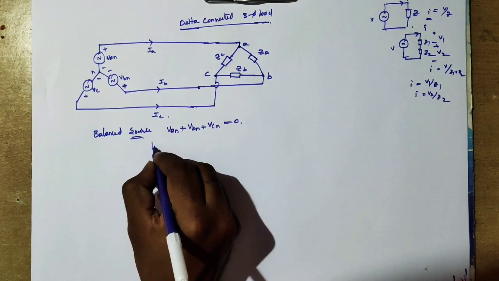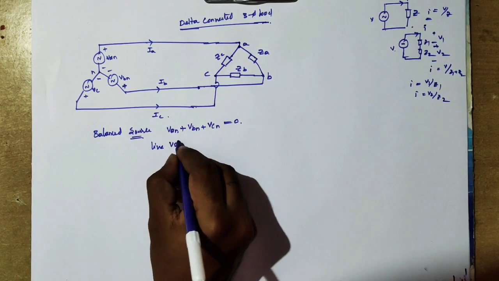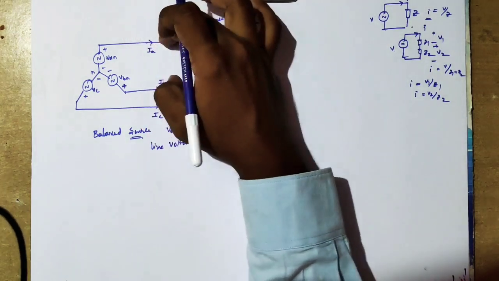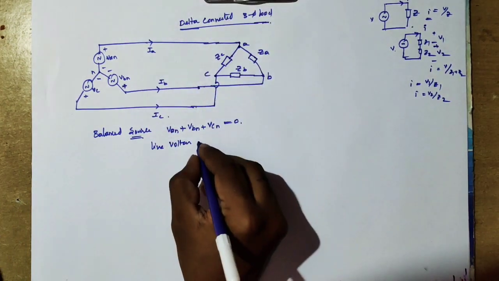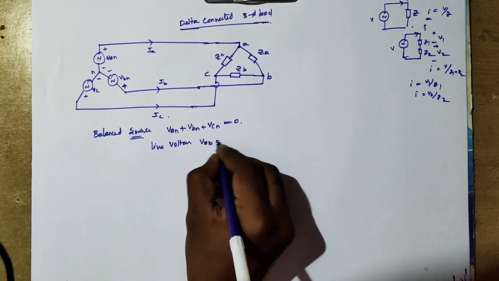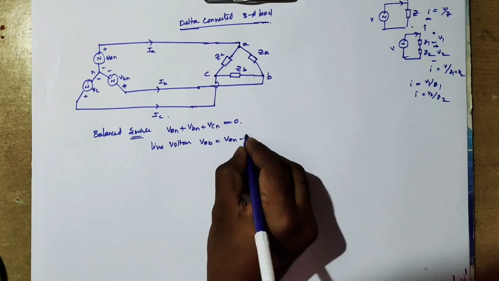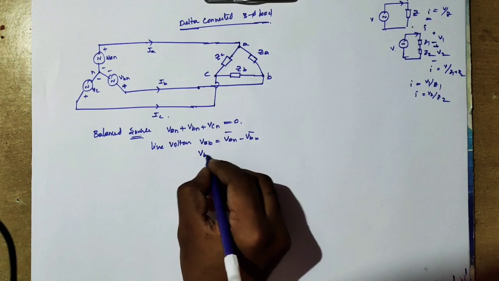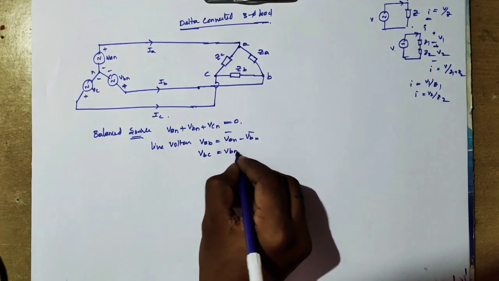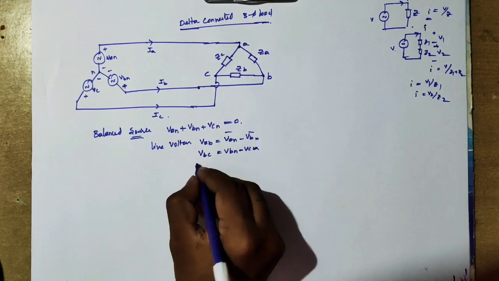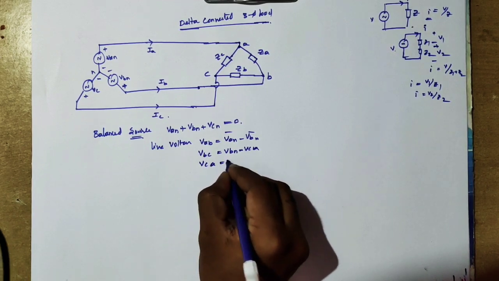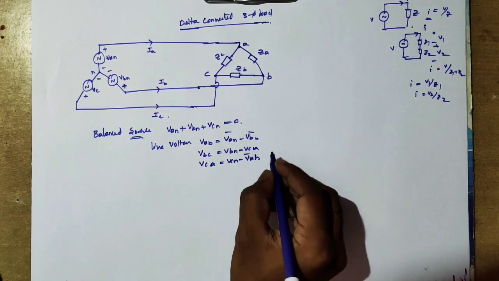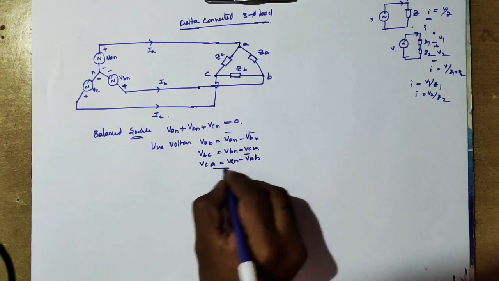And the line voltages, what are the line voltages? We already discussed that it is the voltage between two lines. This is line A and this is line B. So VAB is VAN minus VBN. These are the vectors we already dealt with. VBC is VBN minus VCN, and VCA is VCN minus VAN. You know all these things.